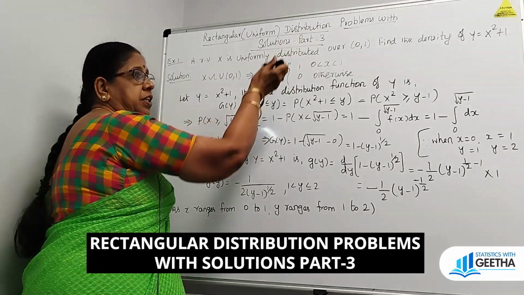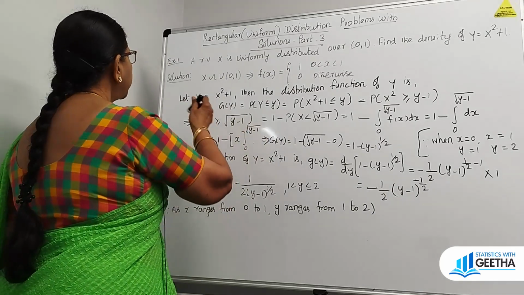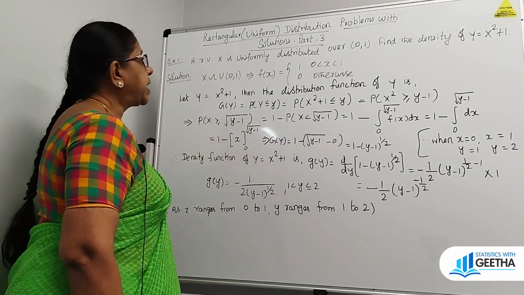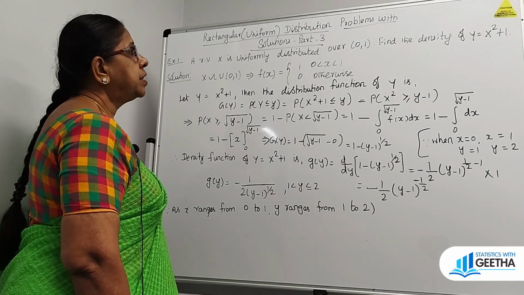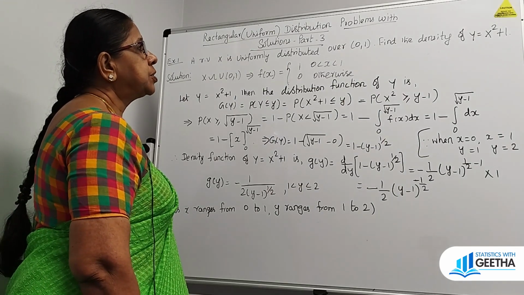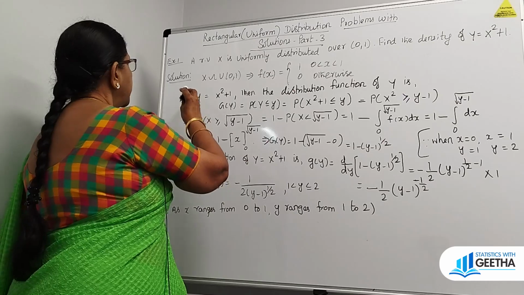Today we are going to see the topic rectangular or uniform distribution problems with solution. That is part 3. We have already seen part 2, now we have come to part 3. Exercise number 1. A random variable x is uniformly distributed over 0, 1. Find the density of y equal to x square plus 1.